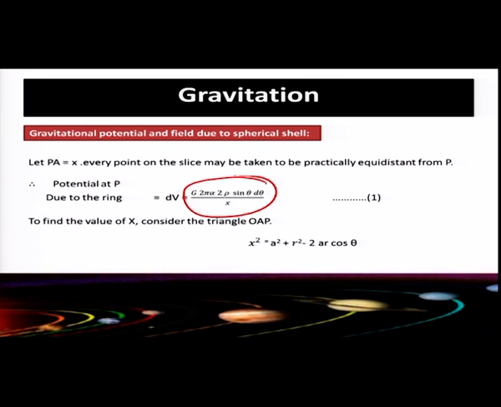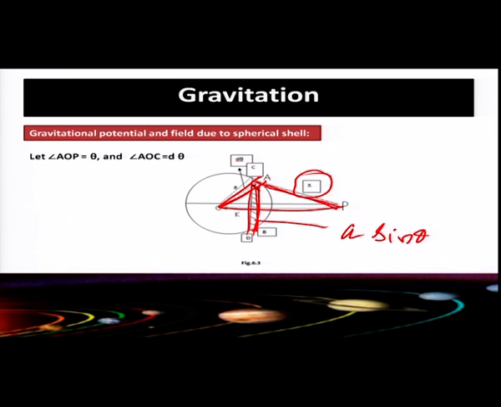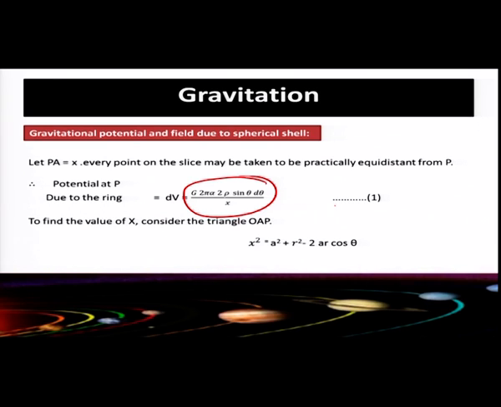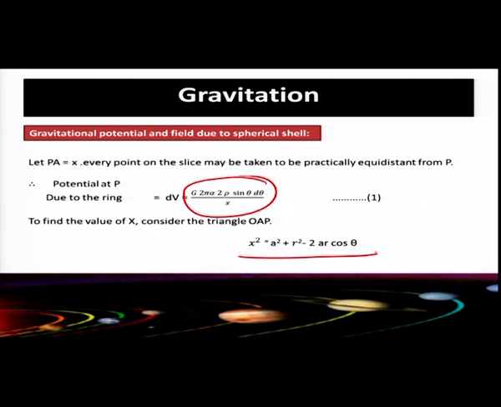To find the value of x, consider the triangle OAP. In the triangle OAP, we know that x squared is equal to A squared plus r squared minus 2Ar cos theta. Now we differentiate this equation.